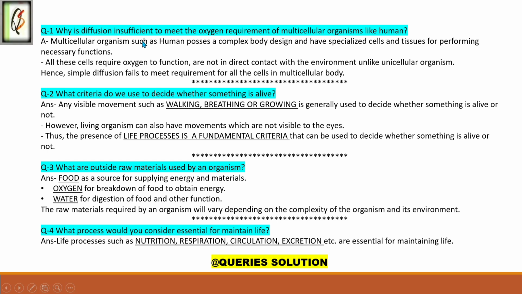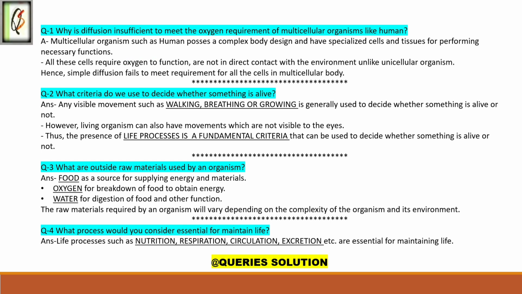So basically, the multicellular organisms such as human possess a complex body design. So we are complex structure organisms mainly, and we have got specialized cells and tissues which are important for performing various necessary functions in our body, right? So I hope this point is clear to you all. Now, all the cells which are there in our body performing all the different functions will definitely require oxygen to function. So imagine we are a multicellular organism.